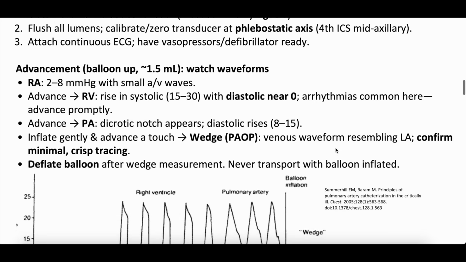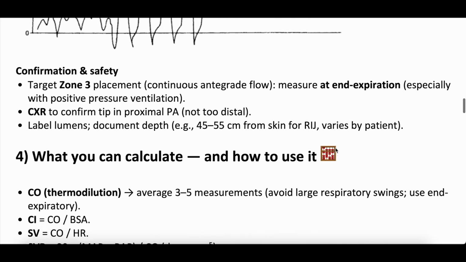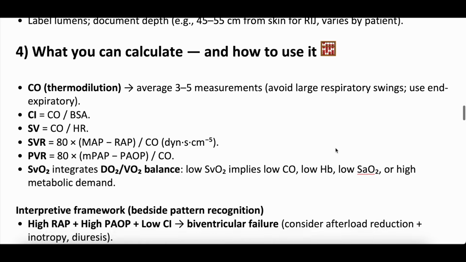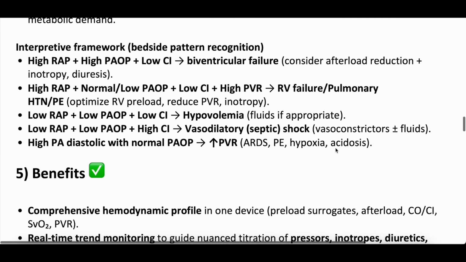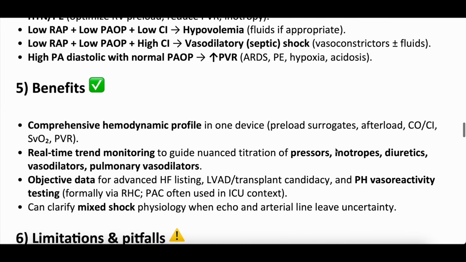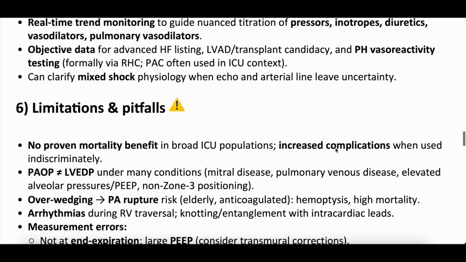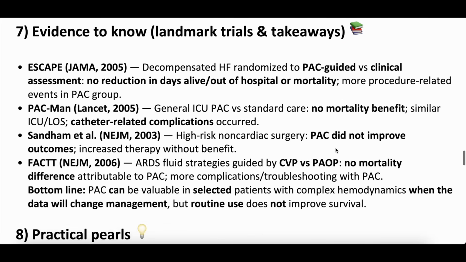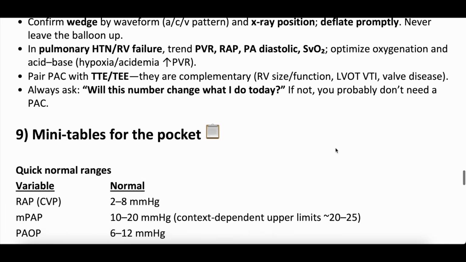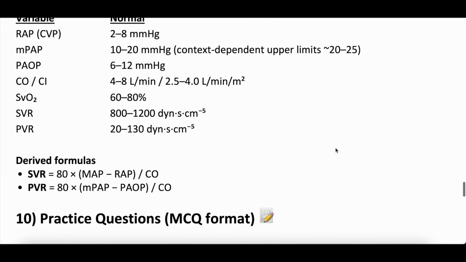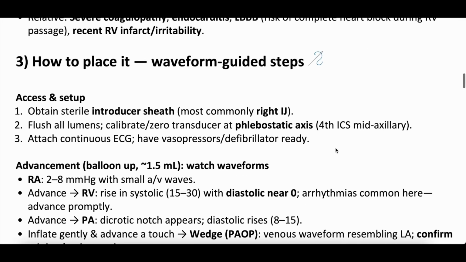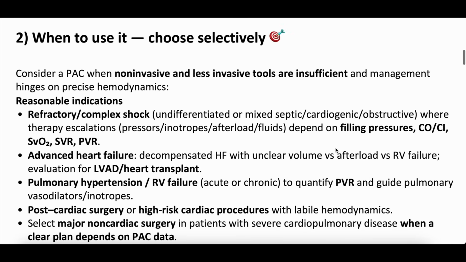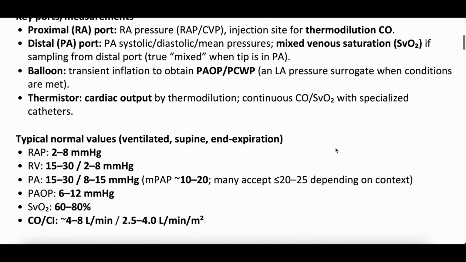We'll talk about how to place it, how to set it up, the waveforms, how to confirm it, what you can calculate using your pulmonary artery catheter. Some framework for thinking about the different values and what pathologies they might point to, benefits, limitations, and pitfalls, different trials, practical pearls. We have a little pocket cheat sheet for the bedside, and then we'll do some practice questions. This is a really intensive, detail-focused episode with lots of information.